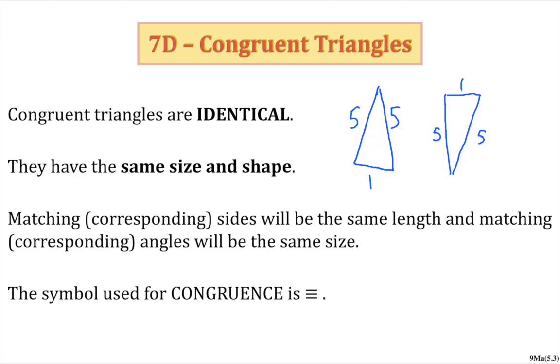Now, this is important language. Matching sides, sometimes we call them corresponding sides. Matching sides will be the same length. For example, if I look at the triangles that I drew, this side here and this side here are the sides that match with each other, or that correspond with each other. So they are the same length.